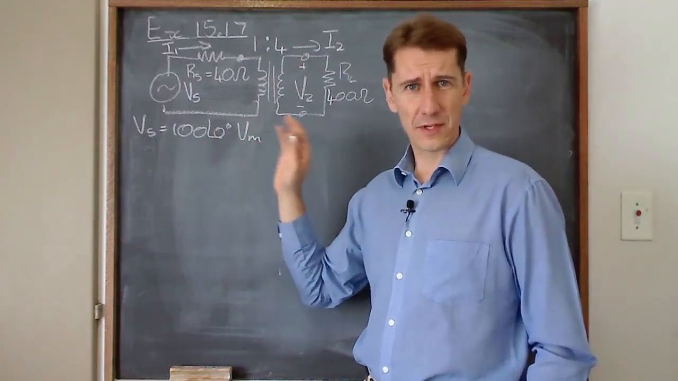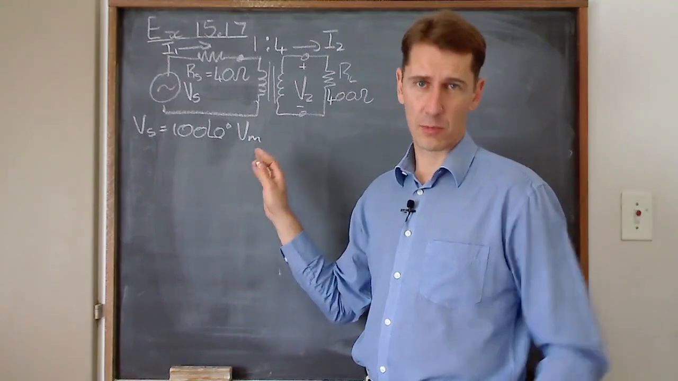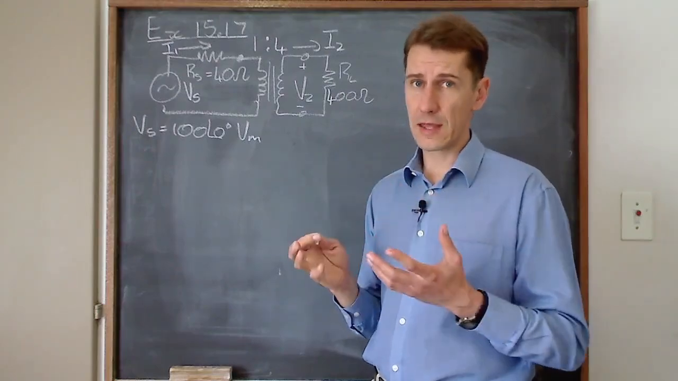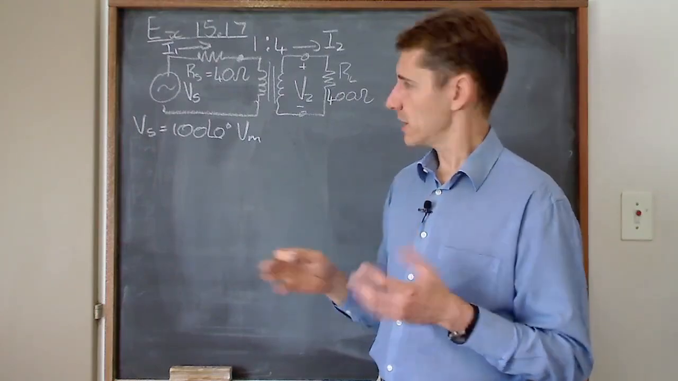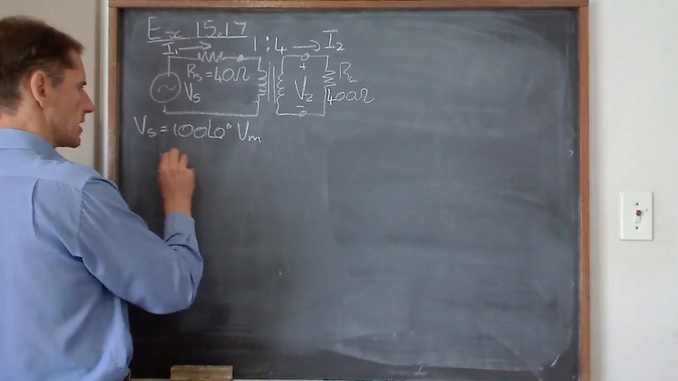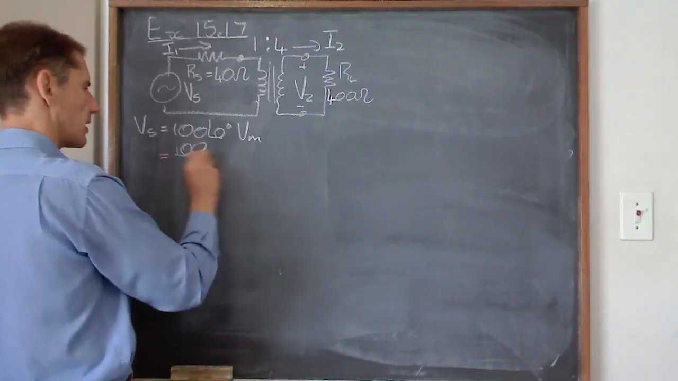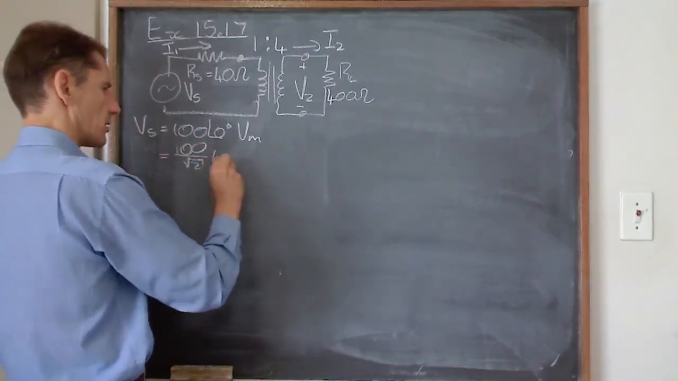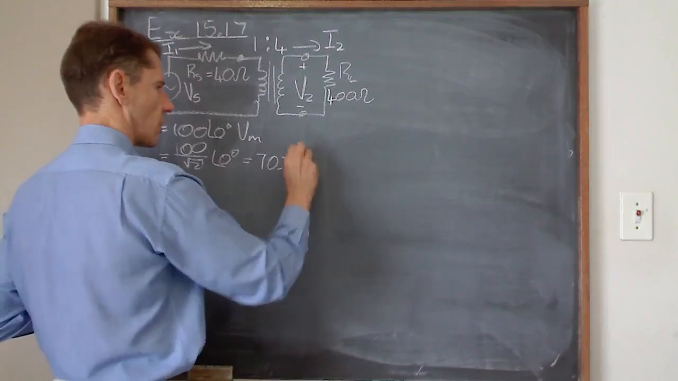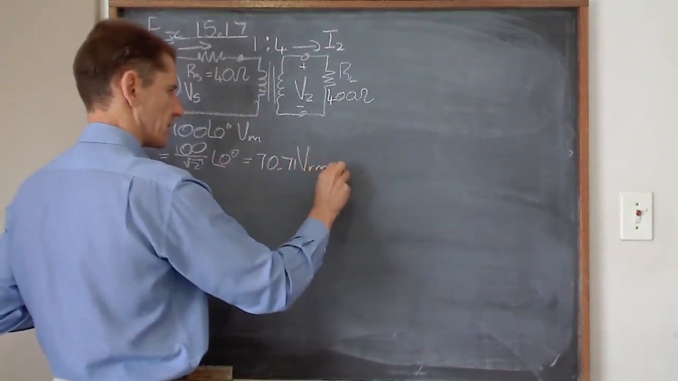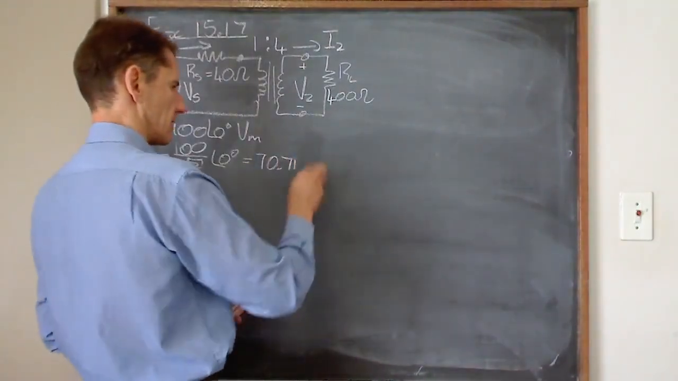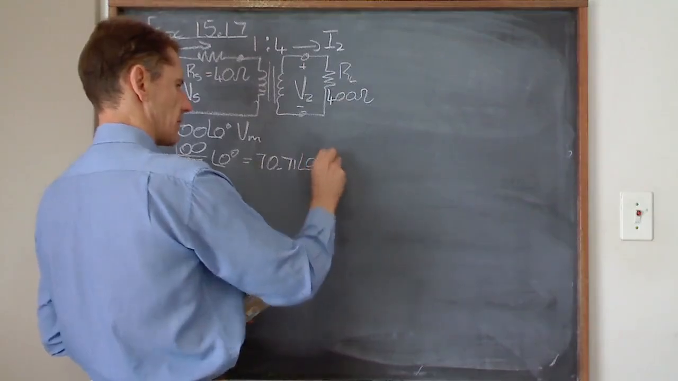This is not going to happen in the tests and exams. I'm going to have a little heading on the instructions that says everything I give you is going to be RMS. So we first have to convert this into RMS. This equals 100 over square root 2 angle 0 degrees, which equals 70.71 volts RMS. I forgot the angle, but if it's 0 degrees, it doesn't really matter.